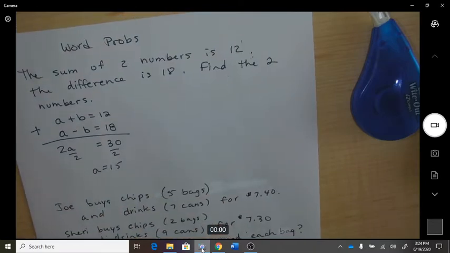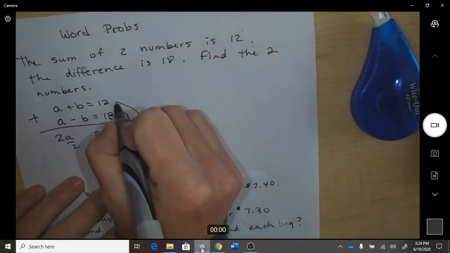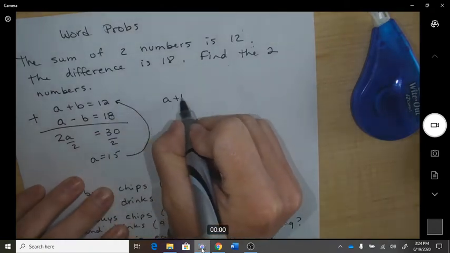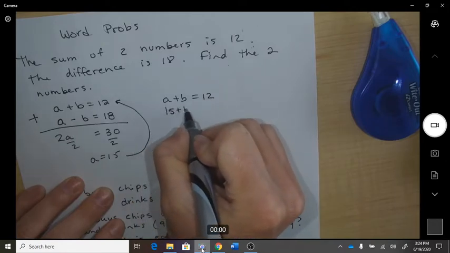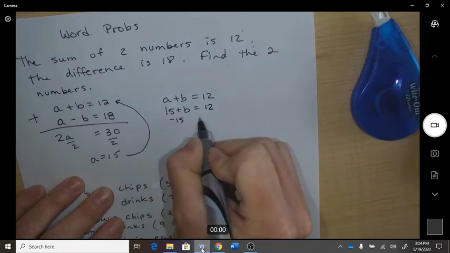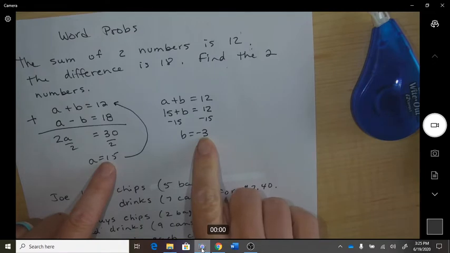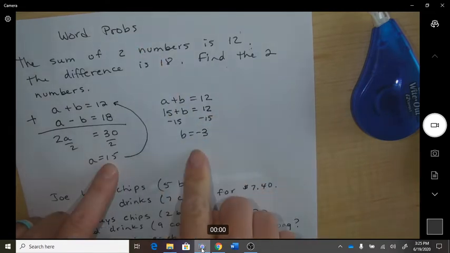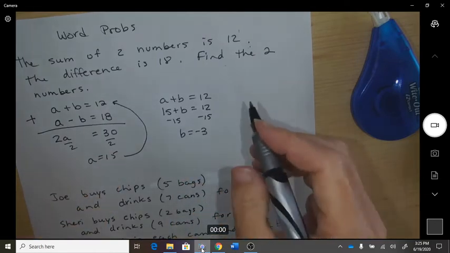Okay, and then I go back and I use this line or the other one, doesn't matter. So a is 15, and if I subtract, then b is negative 3. Those numbers add to, or sorry, to 12. The two numbers add to 12, and the difference between them is 18.